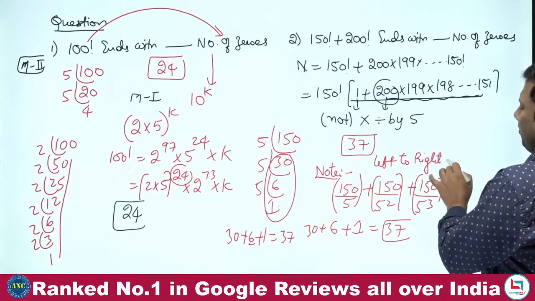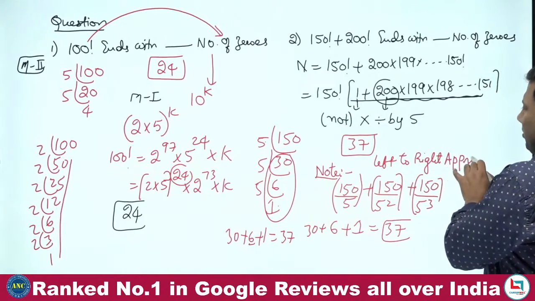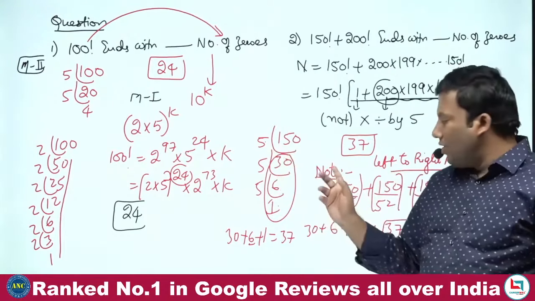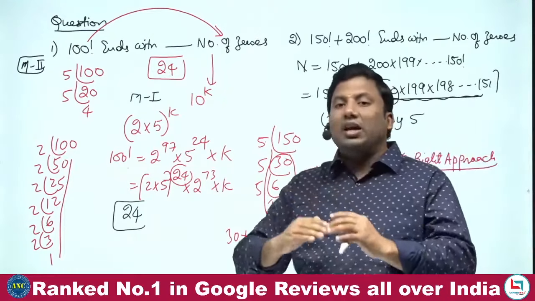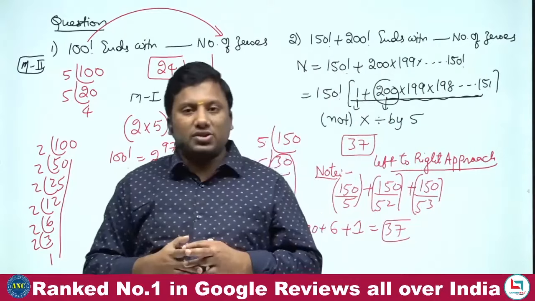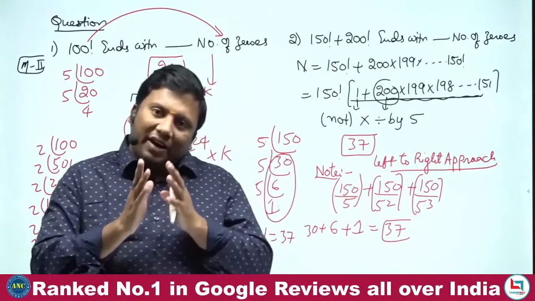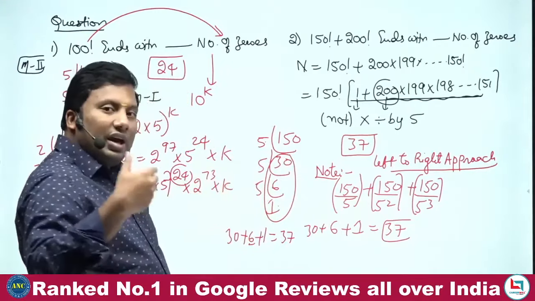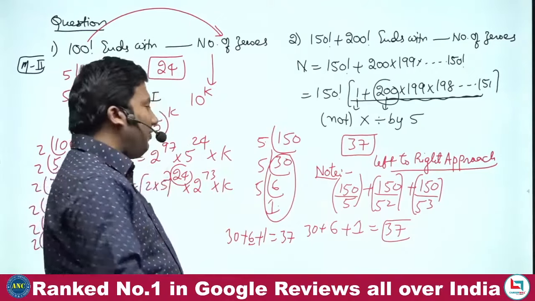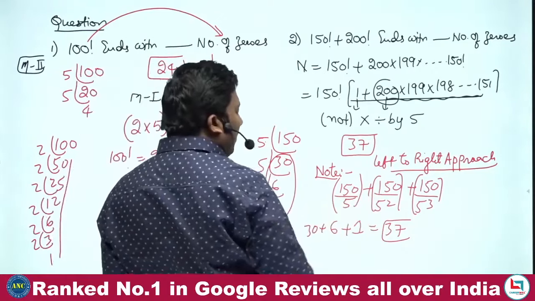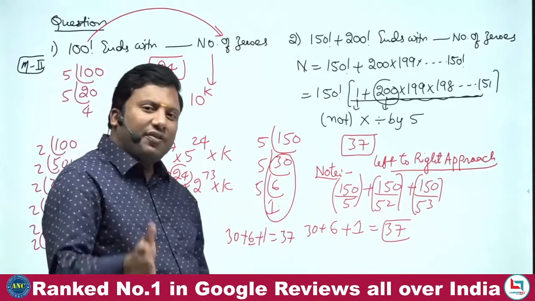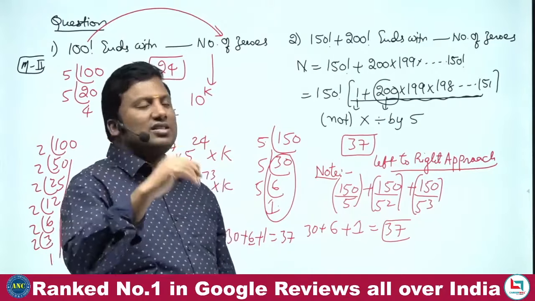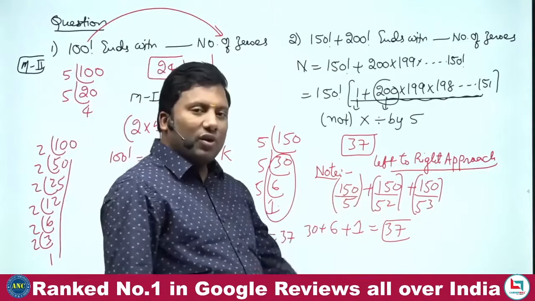In a left to right approach, what is it that I am doing? First I am dividing 150 by 5. 150 by 5 is 30. What does this 30 denote? There are 30 multiples of 5: 5 ones are 5, 5 twos are 10, 5 threes are 15, 5 thirties are 150. Then even in the power of 25, there is a power of 5. There are 6 multiples of 25: 25 ones are 25, 25 twos are 50, 25 threes are 75, 25 sixes are 150.